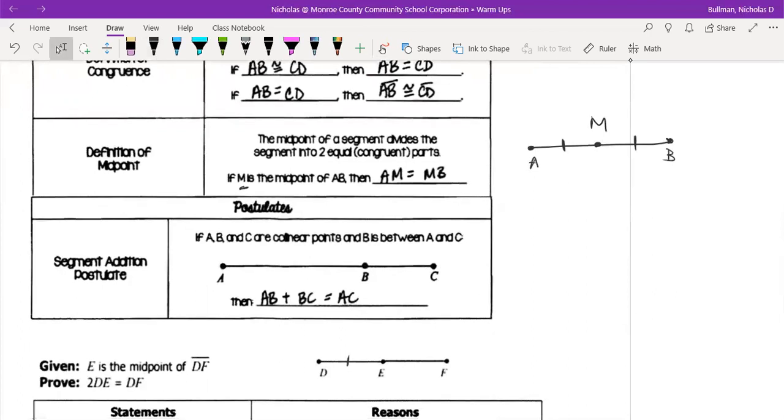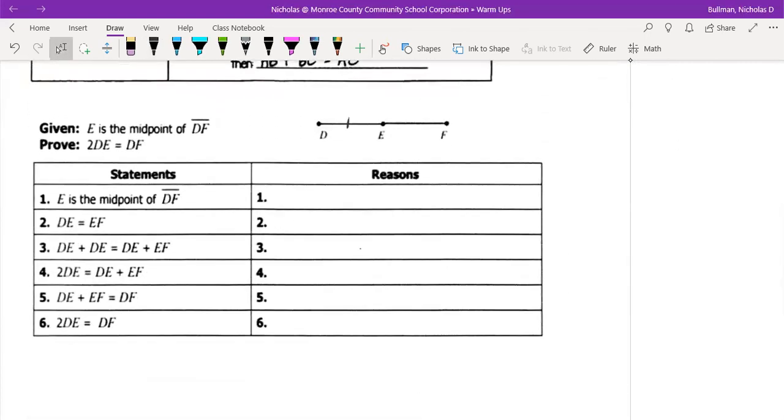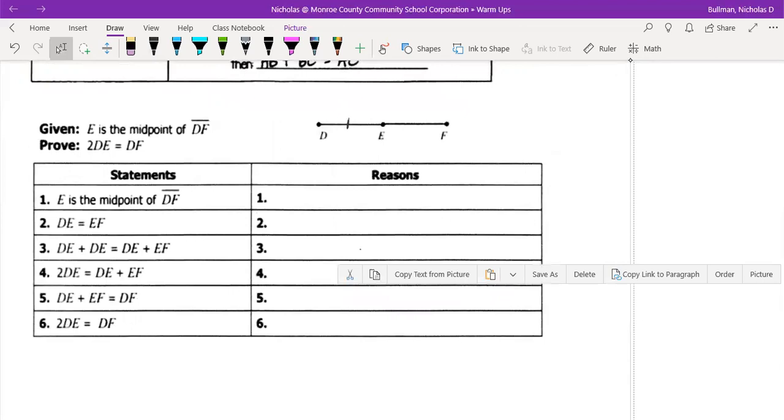And you've got your segment addition postulate. It's the same idea as your angle addition postulate. I've got three collinear points, so I should be able to say that AB plus BC equals AC, or the length of AB plus the length of BC should be the length of AC. So let's do one, and then I want you to try one out on your own.